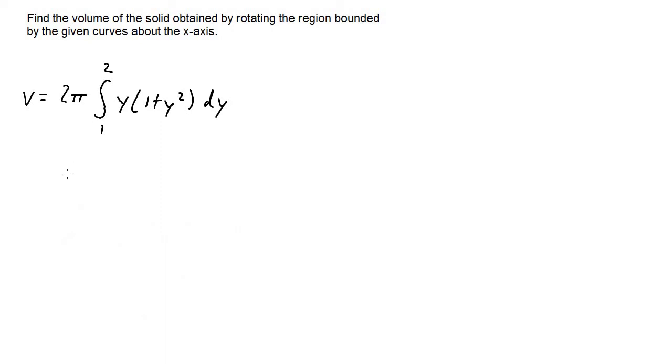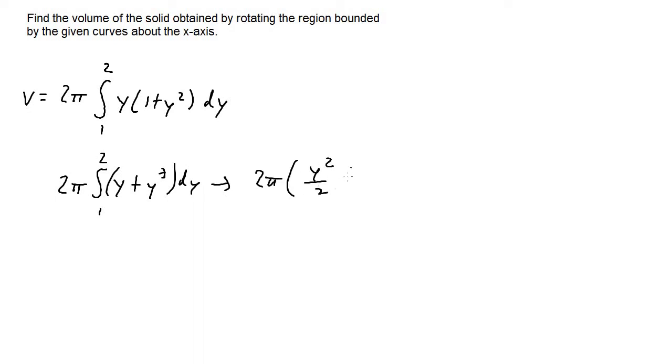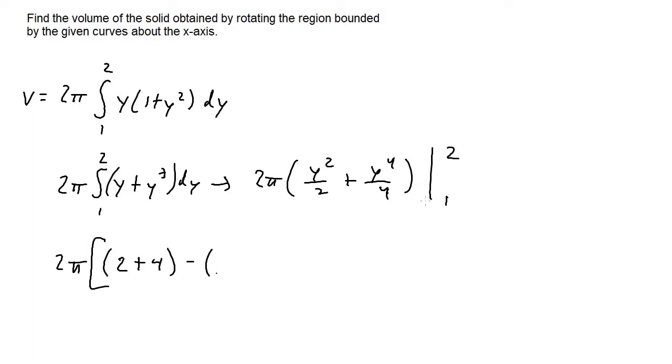Now simplifying what's inside the integral, we have 2 pi times the integral from 1 to 2. I'll distribute the y, so y plus y cubed times dy. So now we have 2 pi times the integral of y, which is y squared over 2, plus the integral of y cubed, which is y to the 4th over 4. And then we can go ahead and evaluate from the y bounds of 1 to 2. So we have 2 pi times, when I plug in 2 for y, we have 2 squared, which is 4 over 2 is 2, plus 2 to the 4th is 16, 16 over 4 is 4, minus when I plug in 1 for y, 1 squared over 2 is 1/2, plus 1 to the 4th over 4 is 1/4.